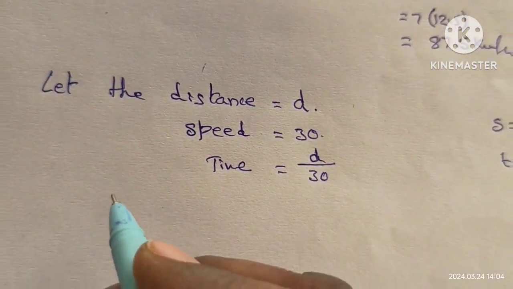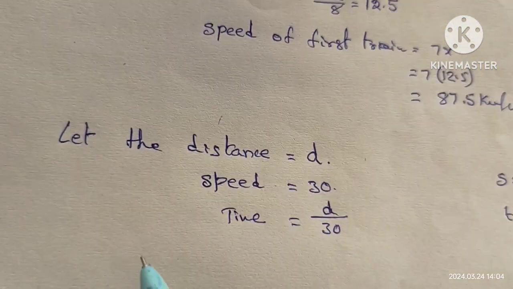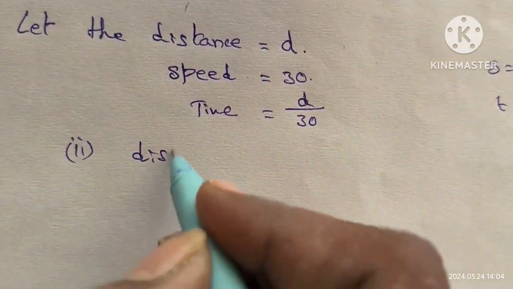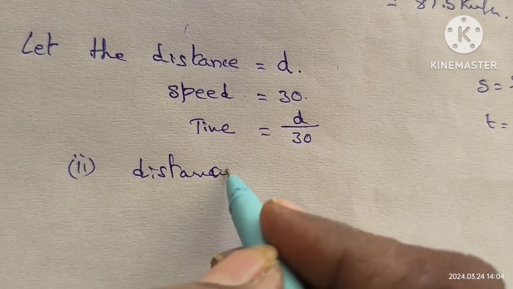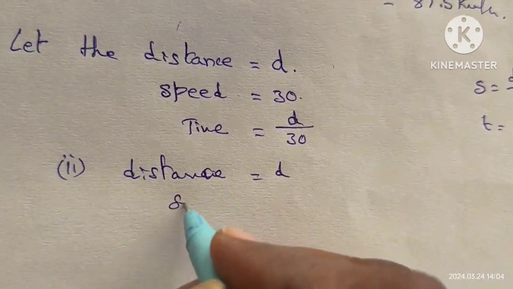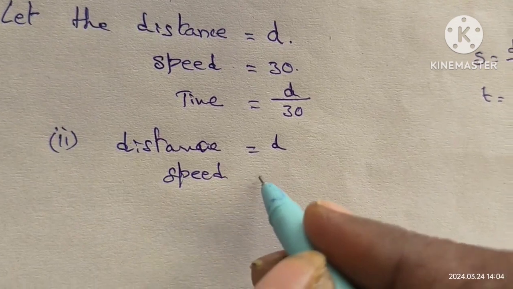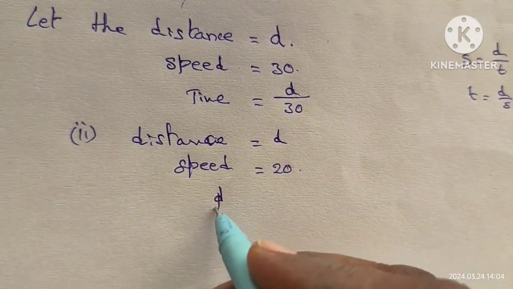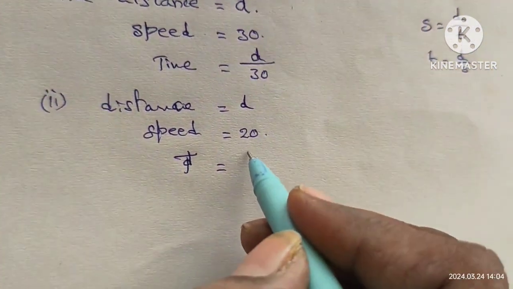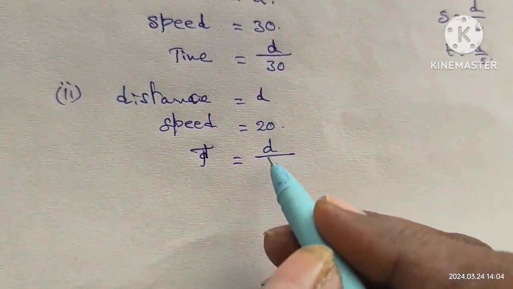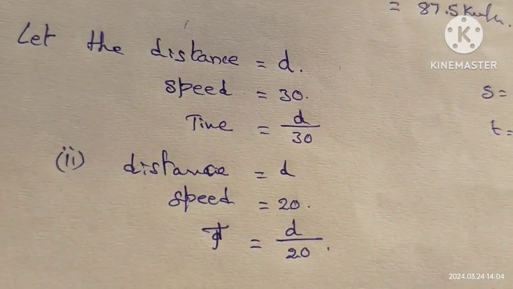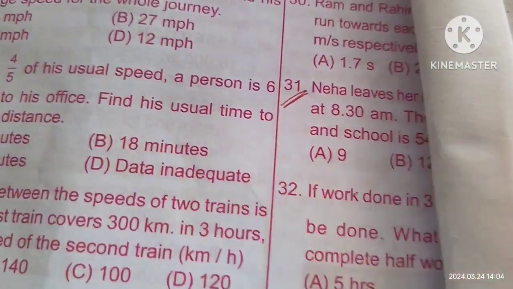He came back means he traveled the same distance. So in the second one, distance is same, distance equals d only. But he came back on a scooter. Its speed is given as 20 meters per hour. So we can measure the time. The time is distance by speed, means d by 20. That is the time.